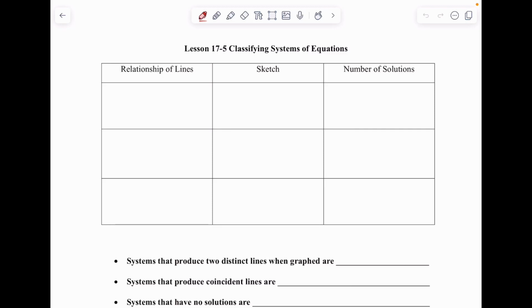Hi everyone, and welcome to this video going over lesson 17.5, classifying systems of equations. Let's get started. I would like to do a quick recap of each system that we've seen so far.